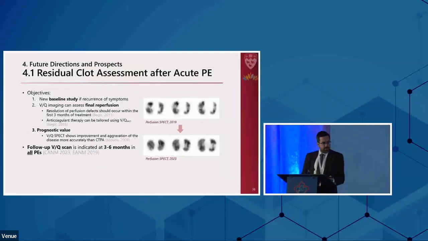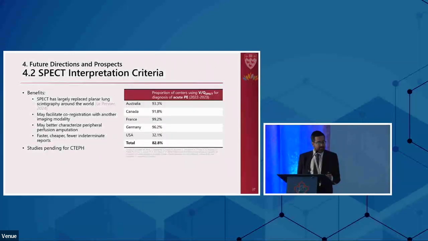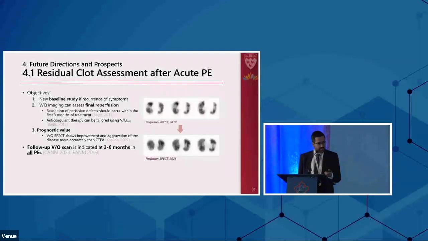So what's important is that, according to the CANM guidelines and the ENM guidelines, there is an indication to do a follow-up VQ scan at 3 to 6 months in all patients who present with PE. There are benefits to that, because it'll obtain a new baseline study if there's a recurrence of symptoms. Also, by doing the follow-up study at 3 months, you can see what the final reperfusion status is. You should expect that the defects resolve after 3 months.